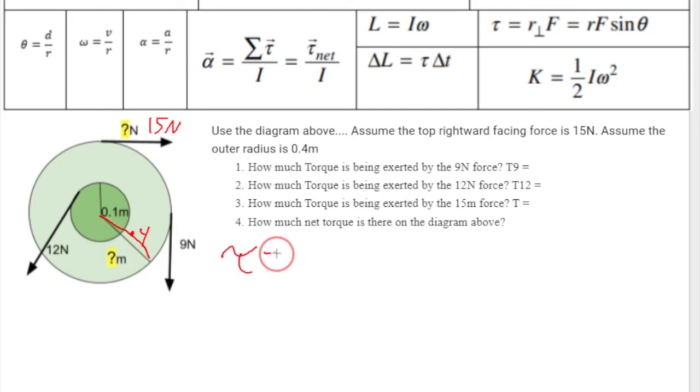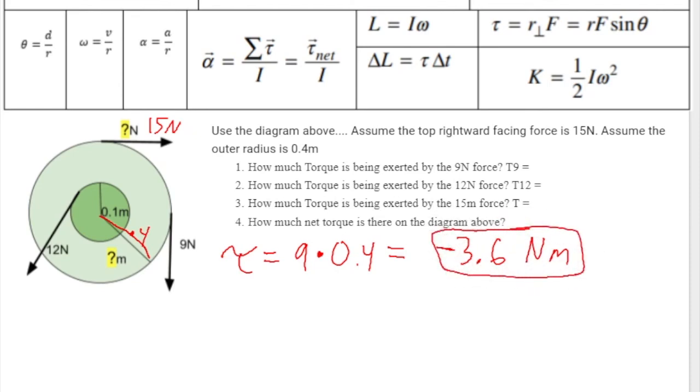We know that torque is equal to force, which is 9, times the distance from that pivot point, which would be 0.4, times sine of our angle. This is perpendicular to our axes, so therefore it's just sine of 90 degrees, which is just 1. So in this case, it's just force times the distance from that pivot point. We multiply these two together, and we end up with 3.6. If we notice, though, this is going clockwise, and we know that clockwise should be negative. So we end up with negative 3.6 Newton meters.